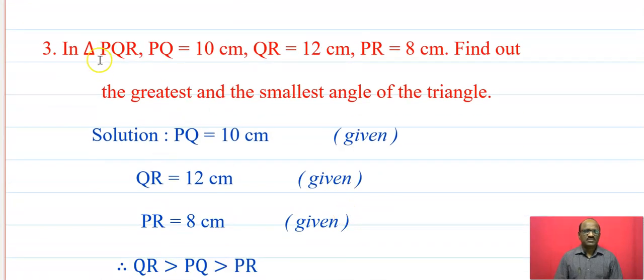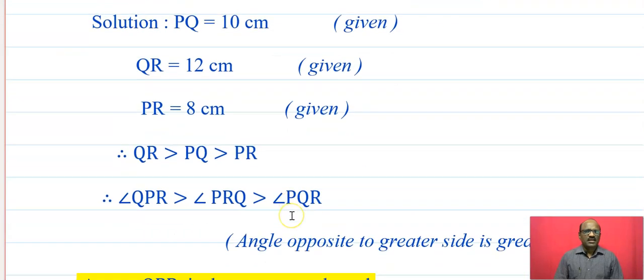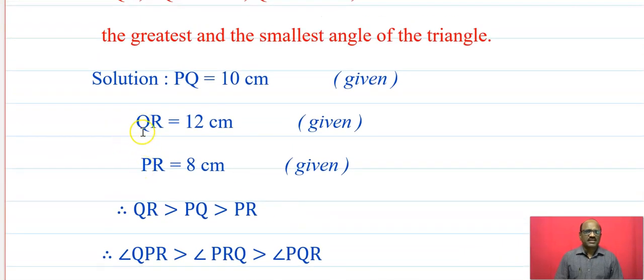Now, the next question. In triangle PQR, PQ is equal to 10 centimeter, QR is equal to 12 centimeter, PR is equal to 8 centimeter. Find the greatest side and the smallest side of the triangle. Find the greatest and the smallest angle of the triangle. Now see the sides. The greatest side is QR, then PQ, and then PR.